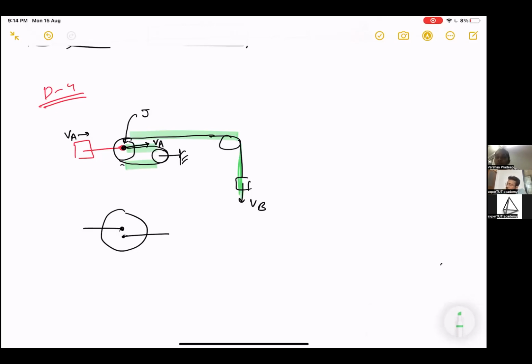But this J pulley has velocity VA, but the other fixed pulley, what velocity will it have? You said fixed pulley, so what velocity will it have? 0. Making sense? Yeah, 0.